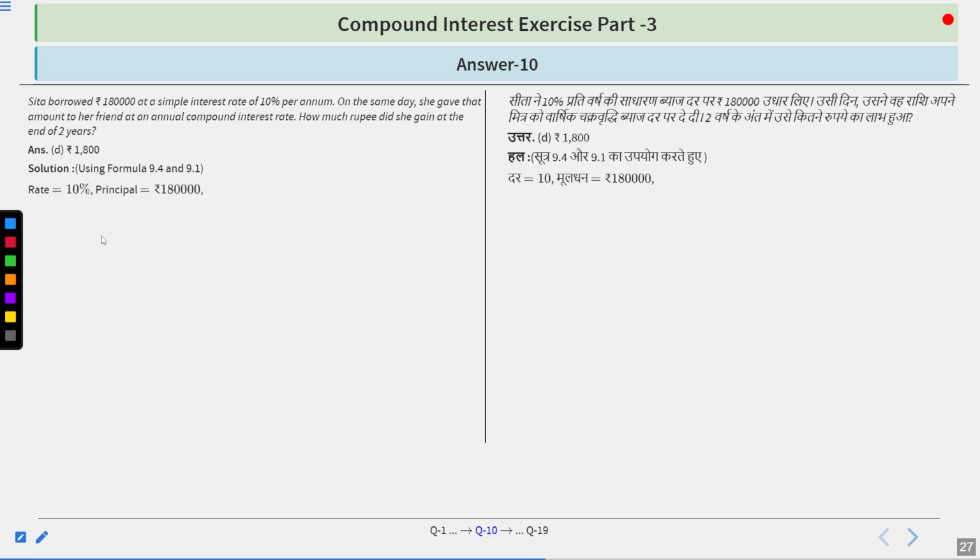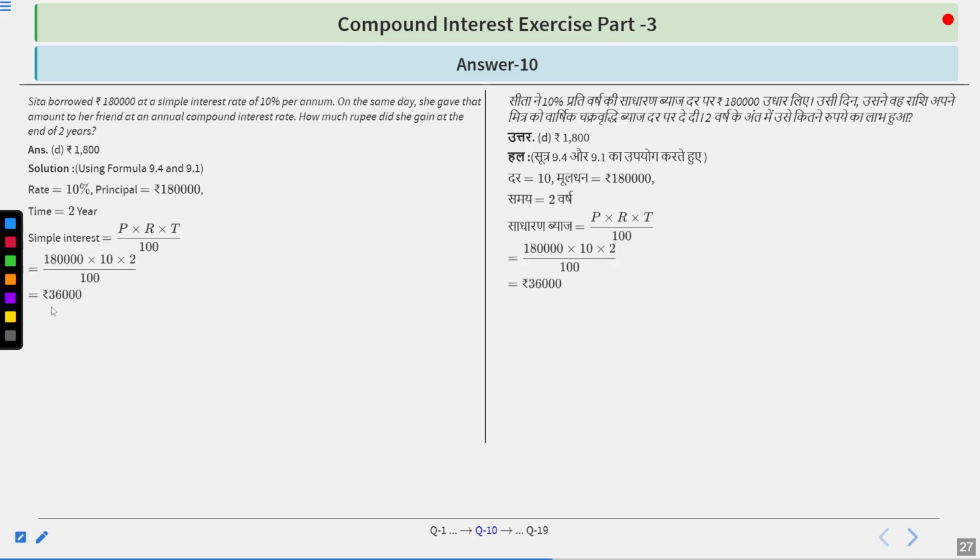Rate was 10%, principal was rupees 1,80,000, time was 2 years. So using the formula for simple interest, that is P into R into T upon 100, we get 1,80,000 into 10 into 2 upon 100, which is equal to rupees 36,000.